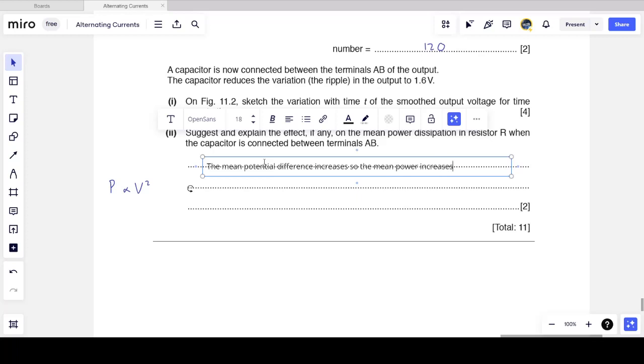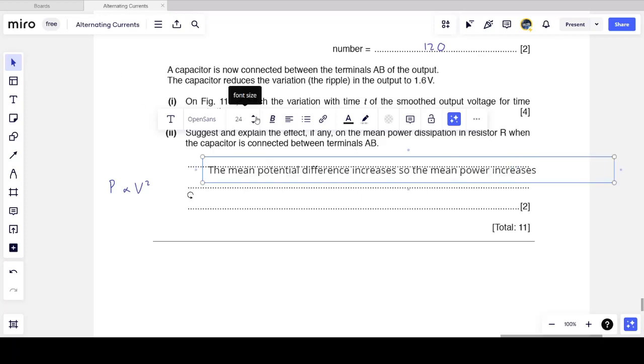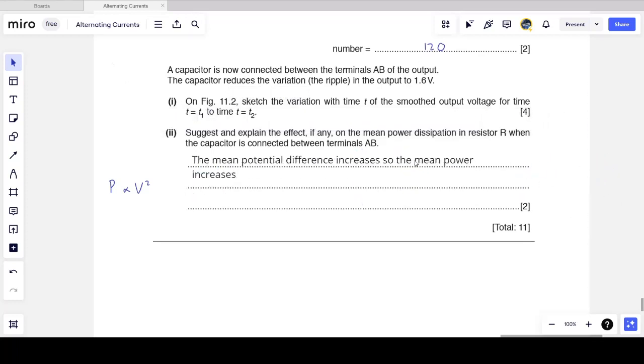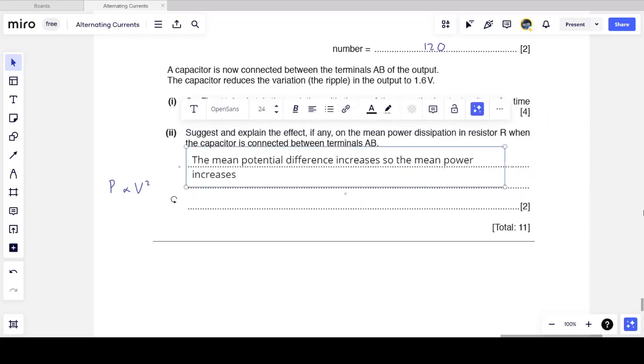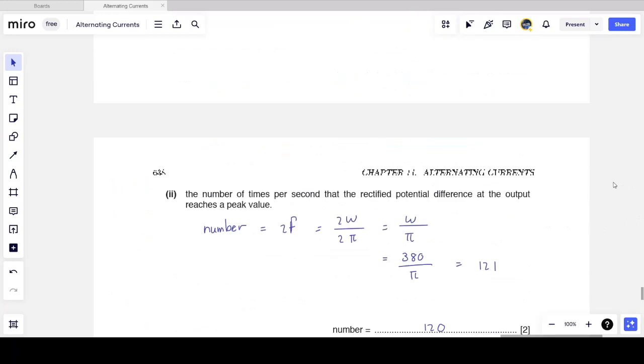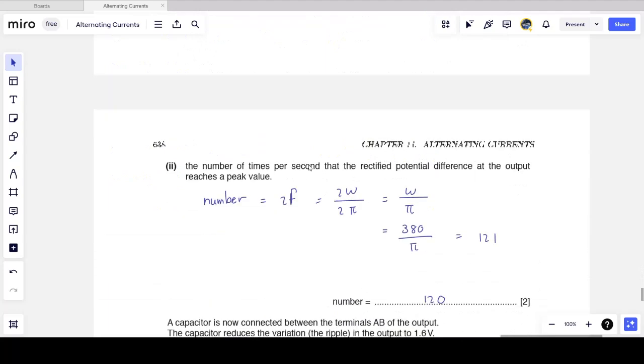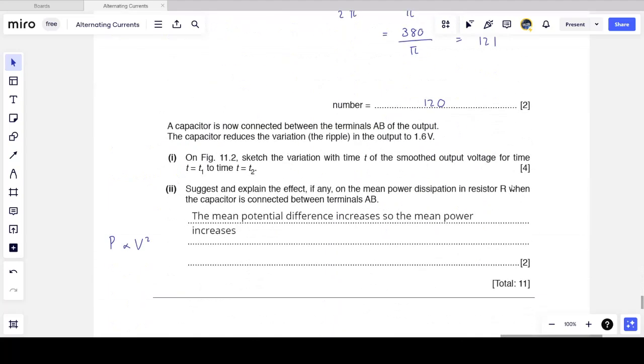And if you wrote the little note that I did on the side, the mathematical expression, that's perfectly fine as well. So since the mean potential difference increases, so too does the mean power. Obviously, we'd expect more power if we are going to take all these hills and valleys and turn them into a more smooth, more straight output, more like an actual DC output. So more potential difference means more mean power. And so that was the last question on the topic of alternating currents.